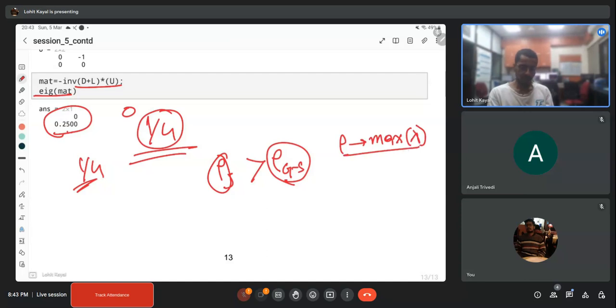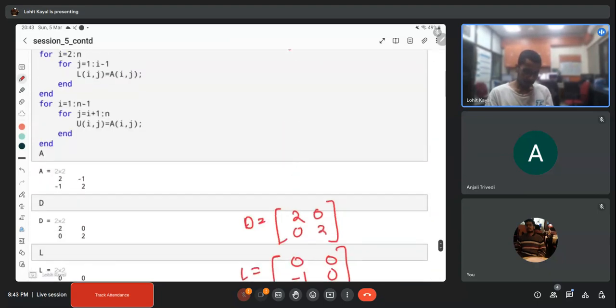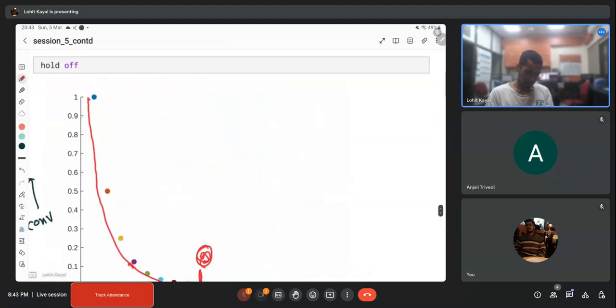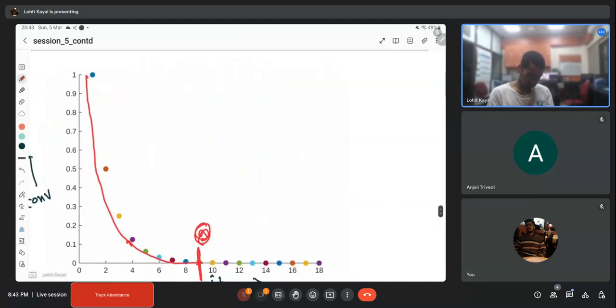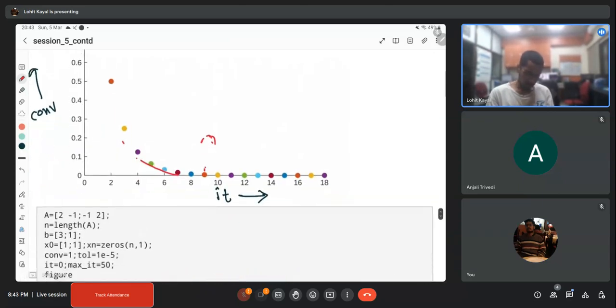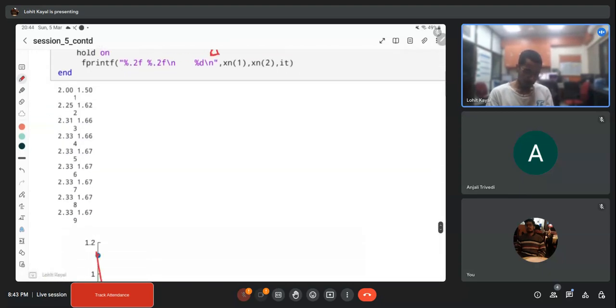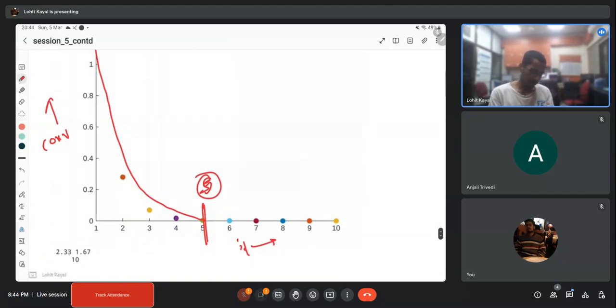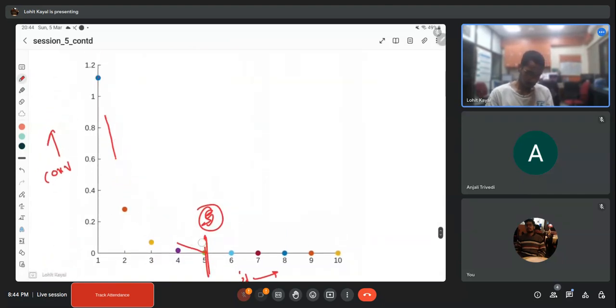The spectral radius, as I have mentioned earlier, is the maximum lambda. As this is greater for Jacobi than for Gauss-Seidel, it converges slower. So this is the reason for this kind of plot. Jacobi is converging at the ninth iteration step, where the result is approximately 0. But in the case of Gauss-Seidel, the procedure is very fast. You get the result after the fifth iteration step, where the convergence is nearly 0.